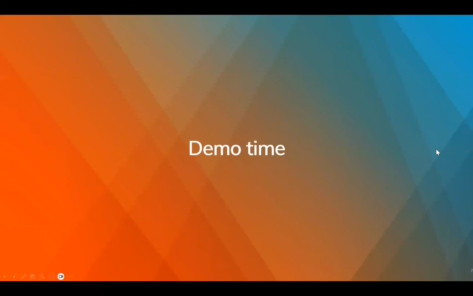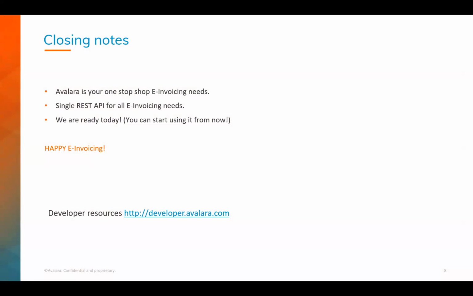Let me go back to my PPT. Okay, so last slide, closing notes. Avalara is a one-stop shop for all your invoicing needs. Avalara is a major player in the e-invoicing and live reporting domain, covering many countries and mandates. And we have planned to continue to expand our offering in terms of country and mandate coverage. Now, as we have learned, we have a single REST API, and we support the latest trend, that is UBL 2.1. We are ready today.